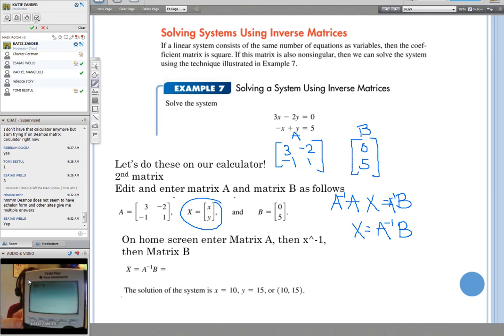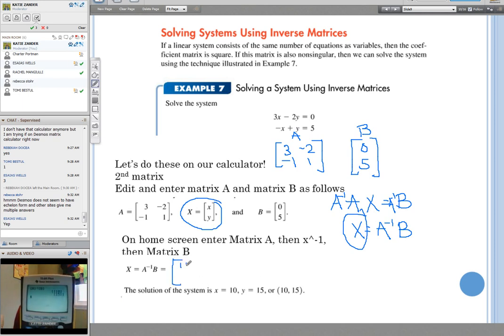All right, now we got to go enter matrix B. So go back to matrix screen, scroll down so that B is highlighted, hit enter. It's up on the screen. Go ahead and hit enter again, and it's going to give you the 10 15. So 10 15 is your solution for matrix X here.